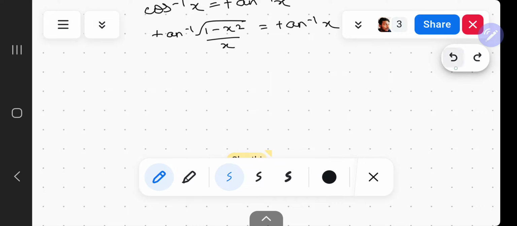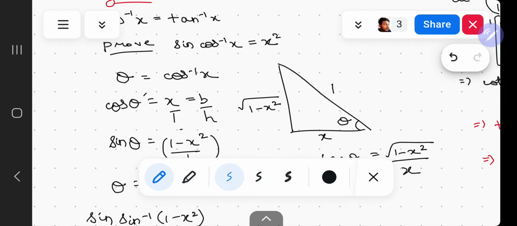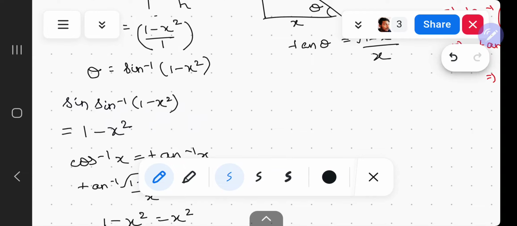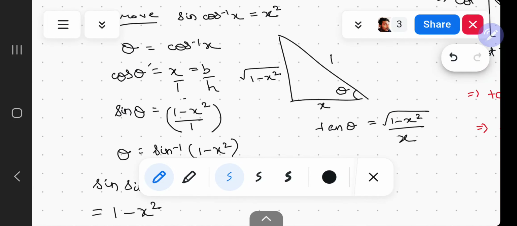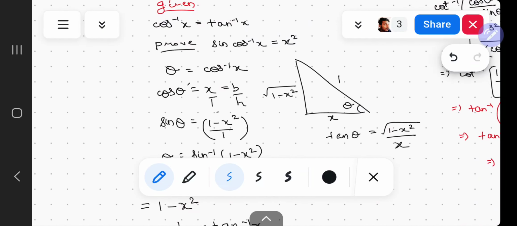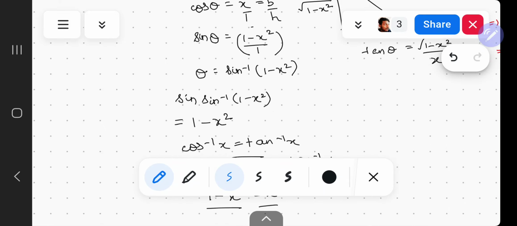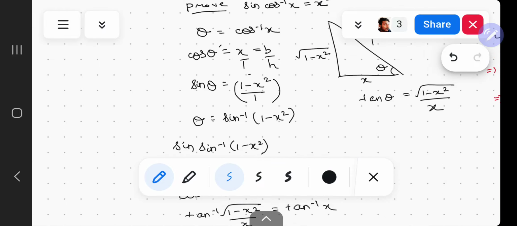Or we can write simply from here that 1 minus x square is equal to x square. We'll be removing tan. So 1 minus x square is x square. So the answer here it will be, okay. So the value of theta we got 1 minus x square. The value of theta was 1 minus x square.